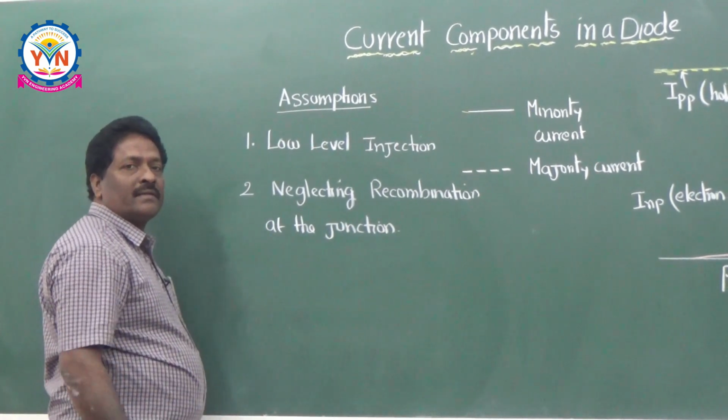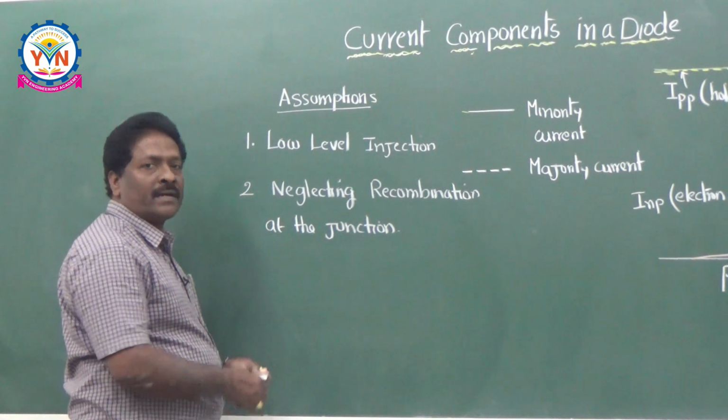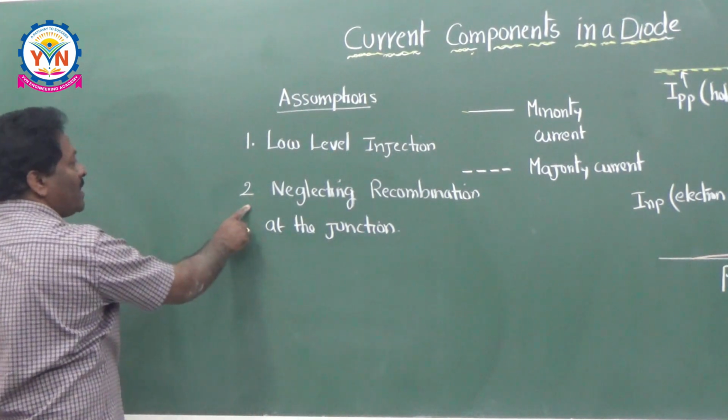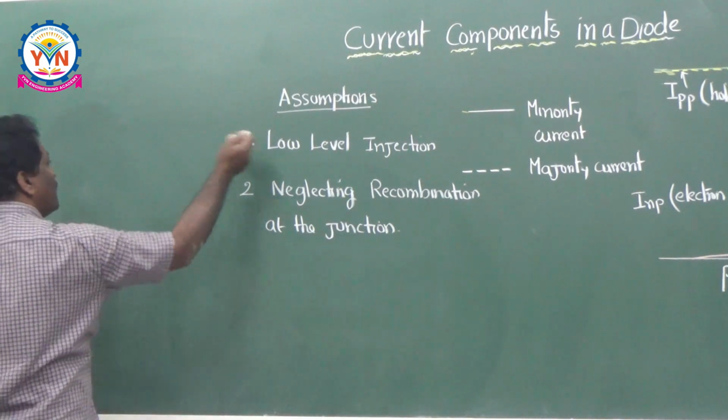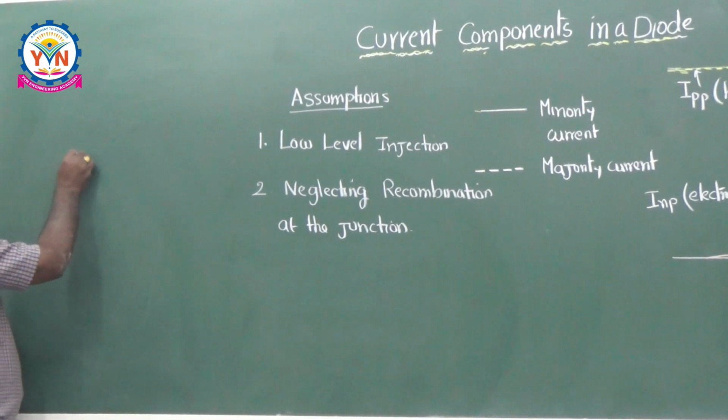minority carriers injection in a semiconductor bar. And the second one is neglecting the recombination at the junction. So let me recall the concept of this.